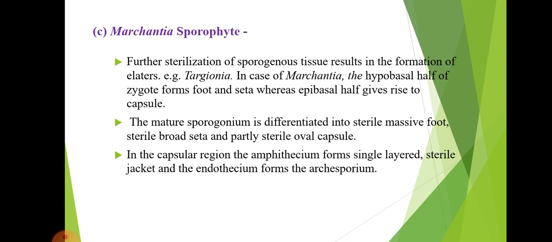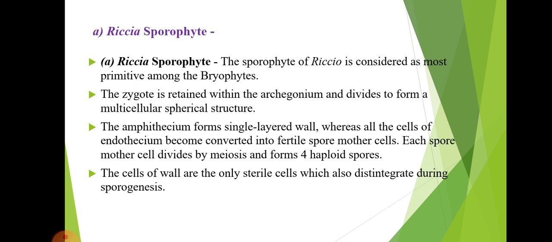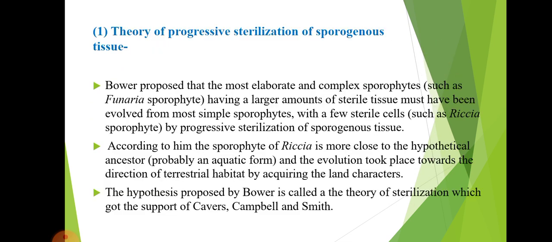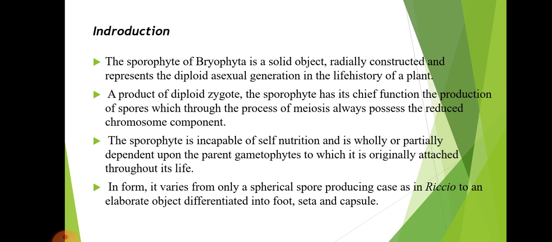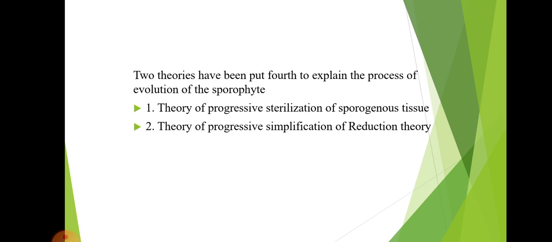Once again, I will go through the headlines. Two theories have been put forth to explain the process of evolution of the sporophyte. One is the theory of progressive sterilization of sporogenous tissue, and the other is the theory of progressive simplification or reduction theory.